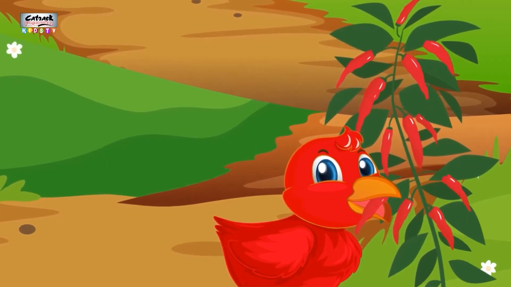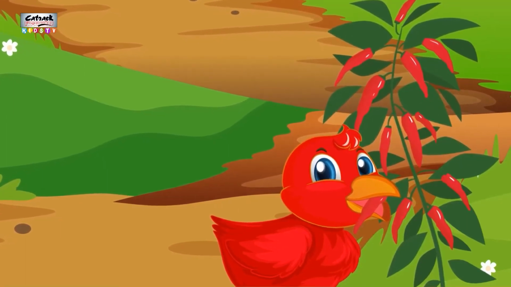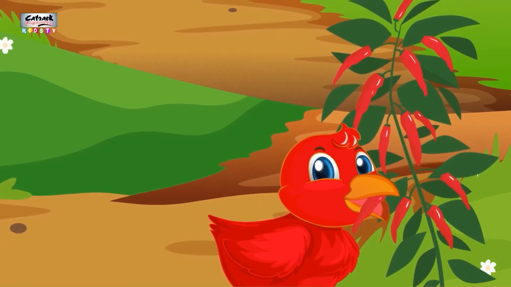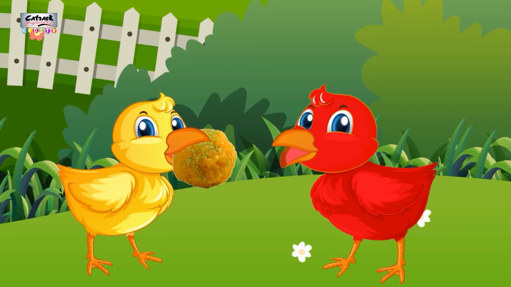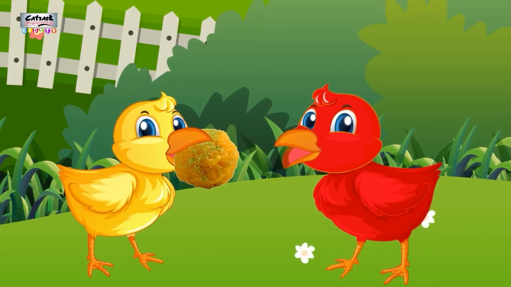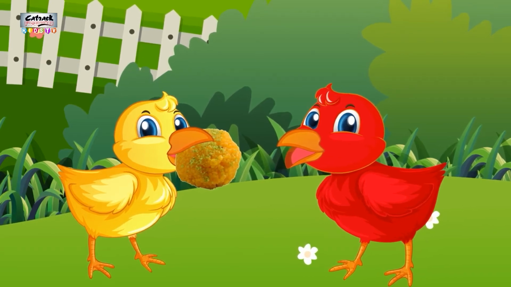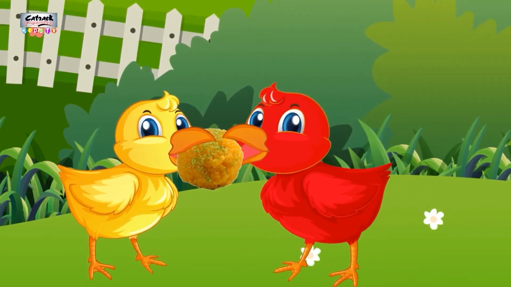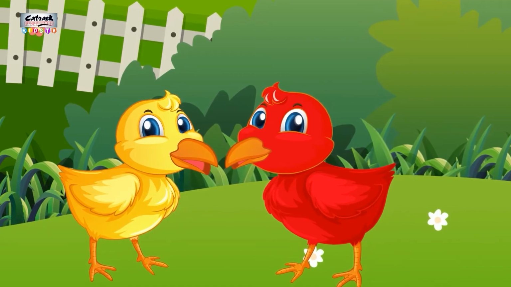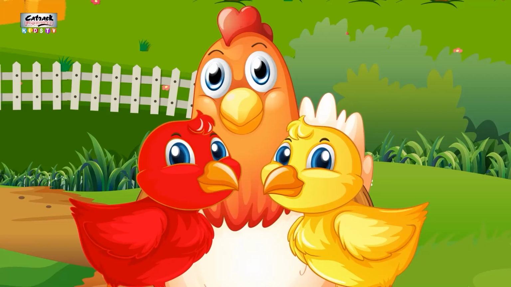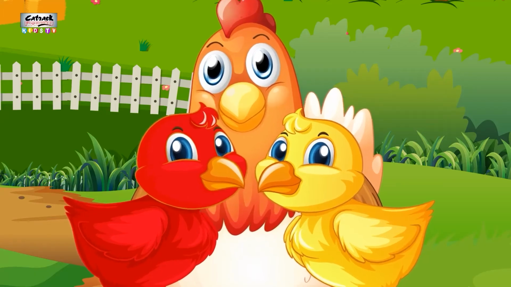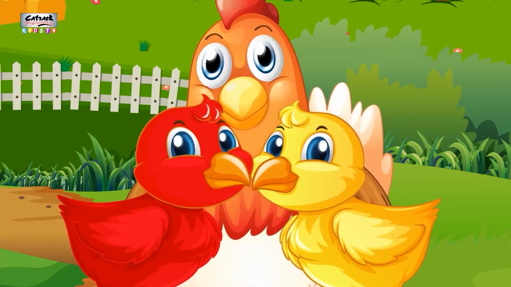By mistake, his mouth started burning. He began to cry loudly. Pilu brought a yellow laddu to help Lalu. Lalu ate the laddu and felt relieved. Let's know basic words and their meanings from the story.